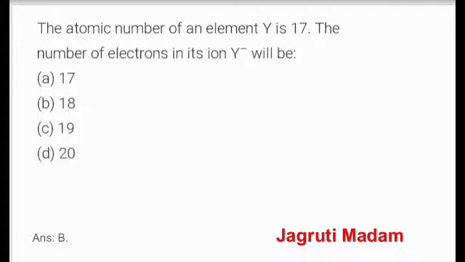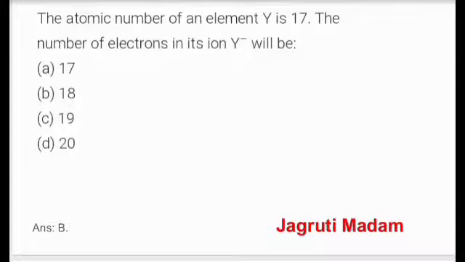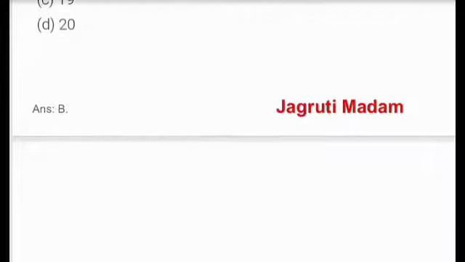The next question. The atomic number of an element Y is 17. The number of electrons in its ion Y minus will be, options are A 17, B 18, C 19, and D 20. The correct option is B, 18.